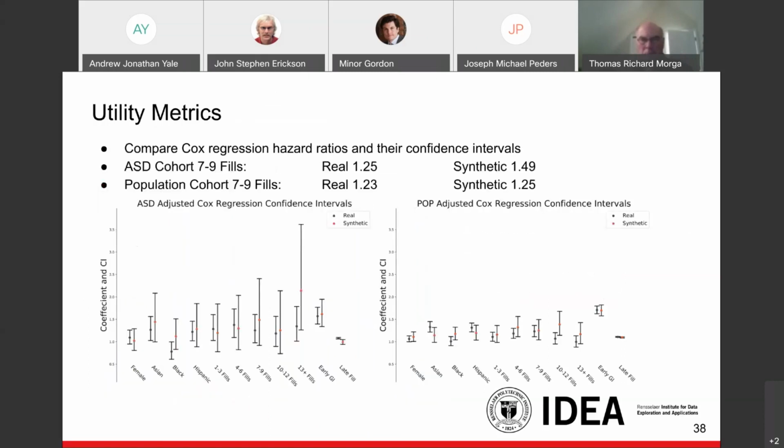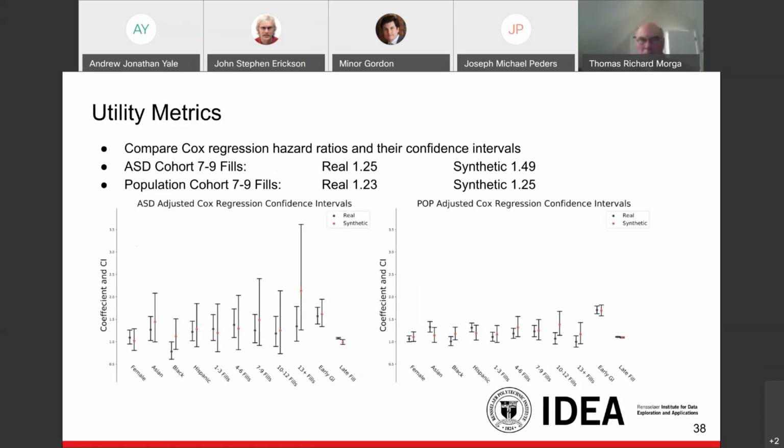When we come down to utility, we're going to compare those Cox regression hazard ratios and their confidence intervals. When we look at the ASD cohort 7 to 9 fills, we have a slightly different data set than the original paper, just because of the way accessing the data in OptimLab works. But basically, when we ran that analysis on the real data, we were getting a 1.25. And then when we ran it on the synthetic, we were getting a 1.49. And with the population, we're getting a 1.23 and a 1.25.